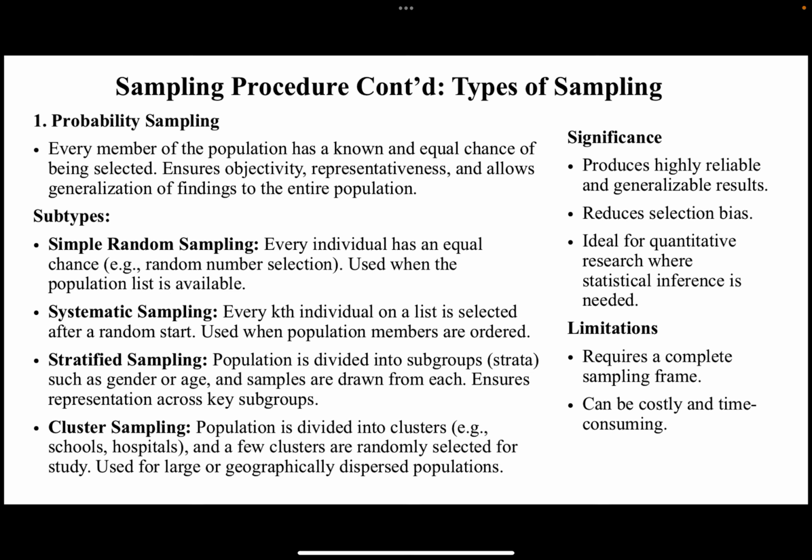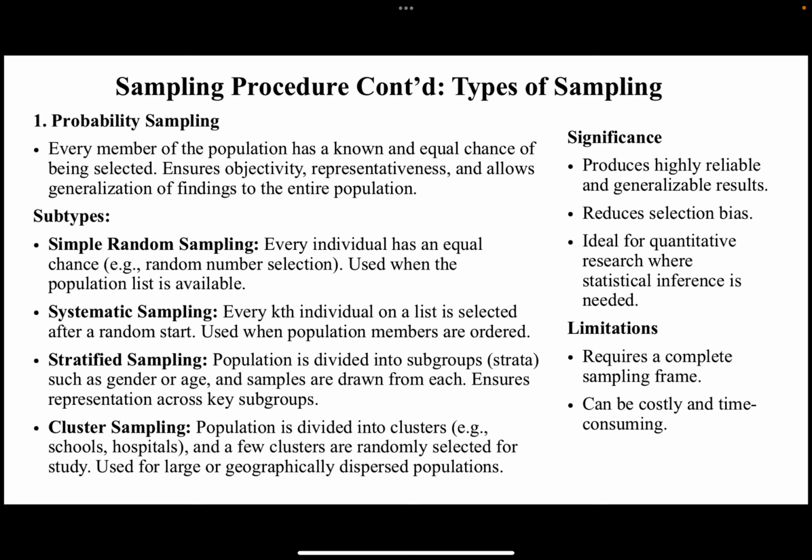So we have four common subtypes of probability sampling: the simple random sampling, the systematic sampling, the stratified sampling, and the cluster sampling. Now, let's look at each of the subtypes of probability sampling. Then we'll go through it and look at practical examples and how you can apply that in research.